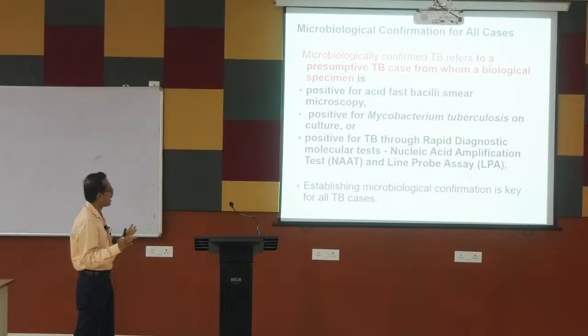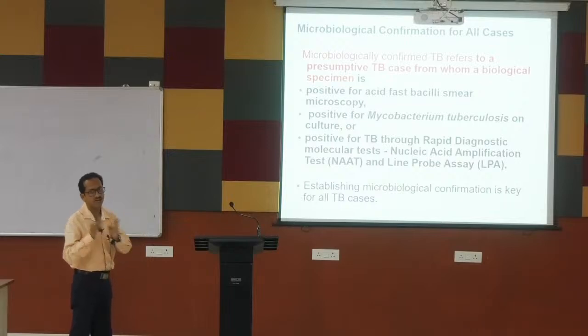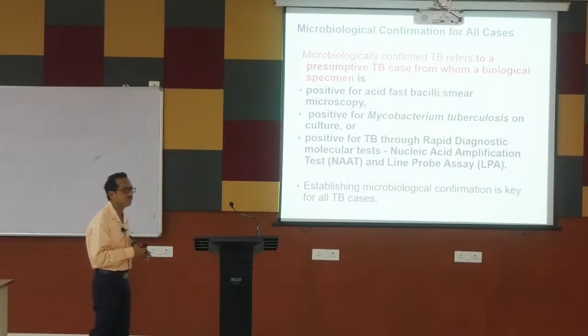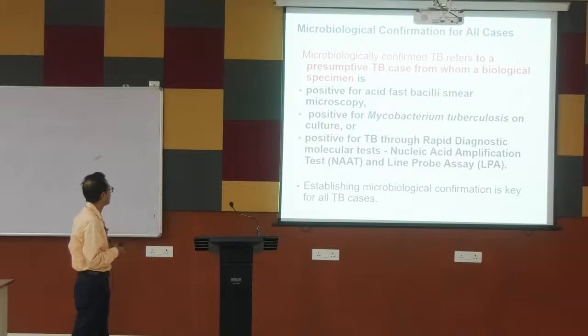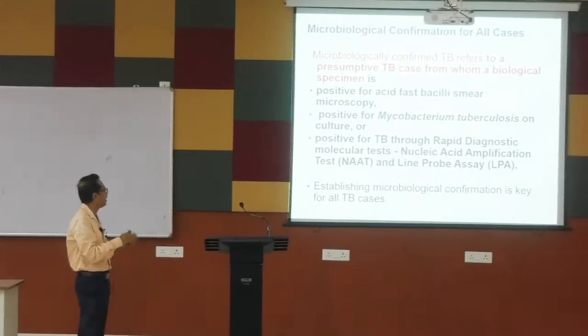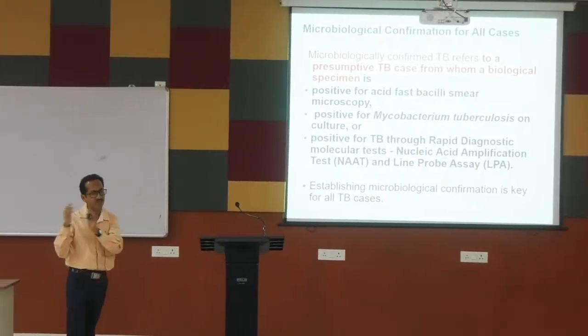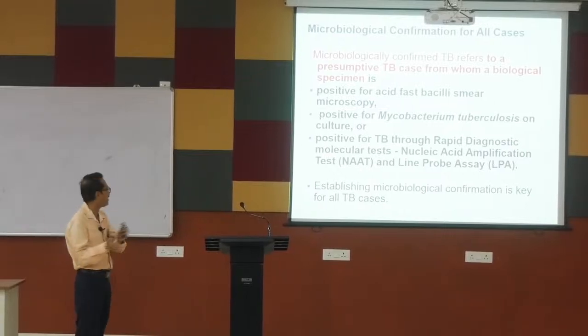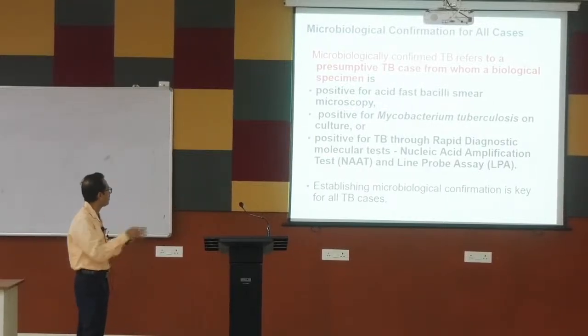For a presumptive TB case, you ask for a proper sputum sample, then you do a Ziehl-Neelsen stain or a fluorescent stain. Which fluorescent stain is usually used? So positive for acid-fast bacilli is microbiological confirmation. When you are asked how you confirm, these are the three ways. One is positive for acid fast bacilli either by Ziehl-Neelsen stain or fluorescent stain. Next, positive for Mycobacterium tuberculosis on culture, and positive for TB through a rapid diagnostic molecular test.